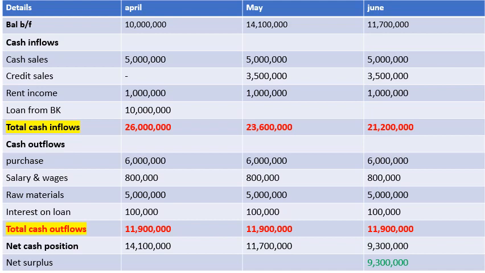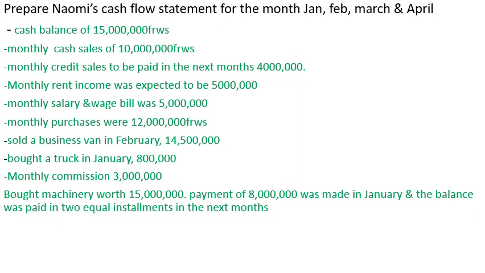But there are times where you find in one month your outflows are exceeding the inflows, and in the other month, so it keeps on changing. Hope it was understood. Let's continue. So here you're given a question to attempt. Feel free, find time and breathe. Prepare Naomi's cash flow statement for the month of Jan, Feb, March, April.